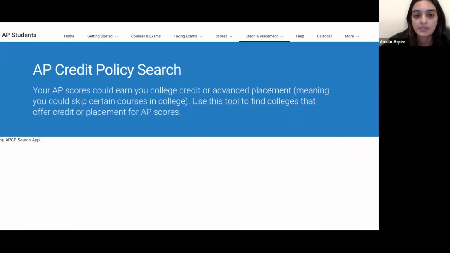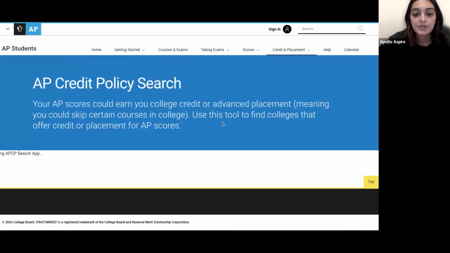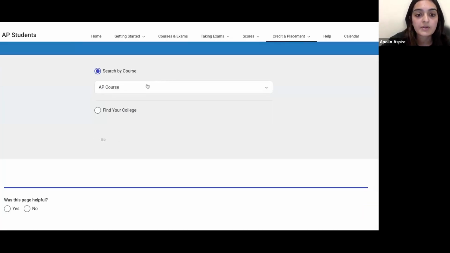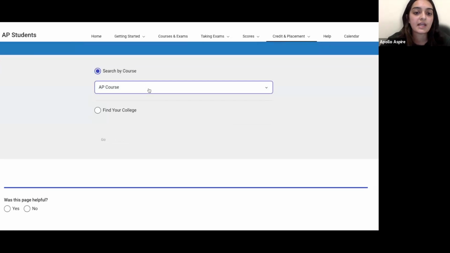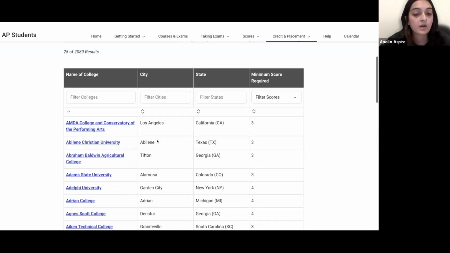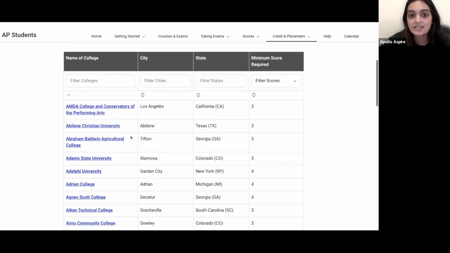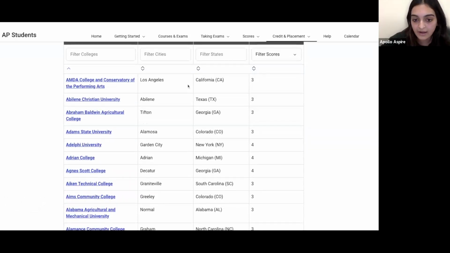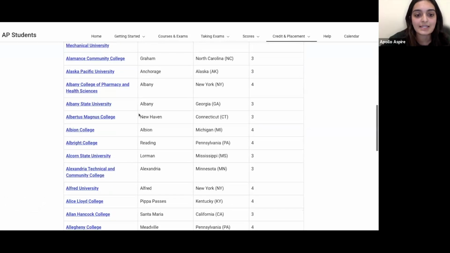So if you click on more details here, what you can do is either search by the course or by the college itself. So say maybe you're interested in going on the pre-med track, so you were planning on taking AP biology. So you can go ahead and search by that course and see what the college's name is, where it's located, and the minimum score required to get credit for that course. So you can see it's listed in alphabetical order.